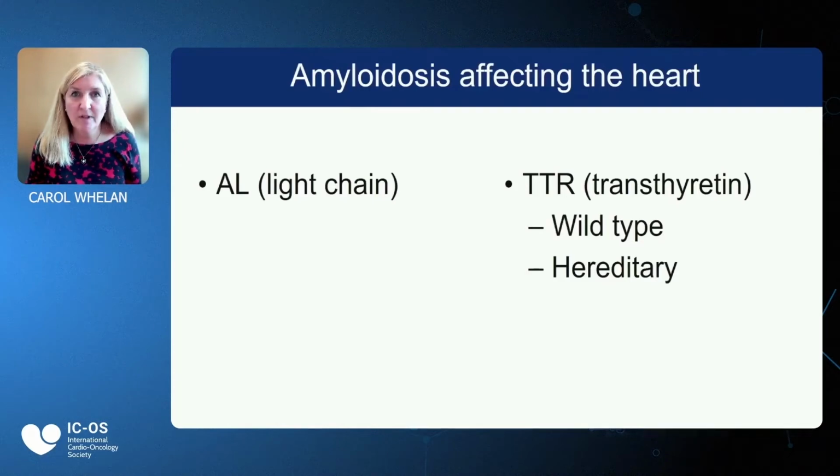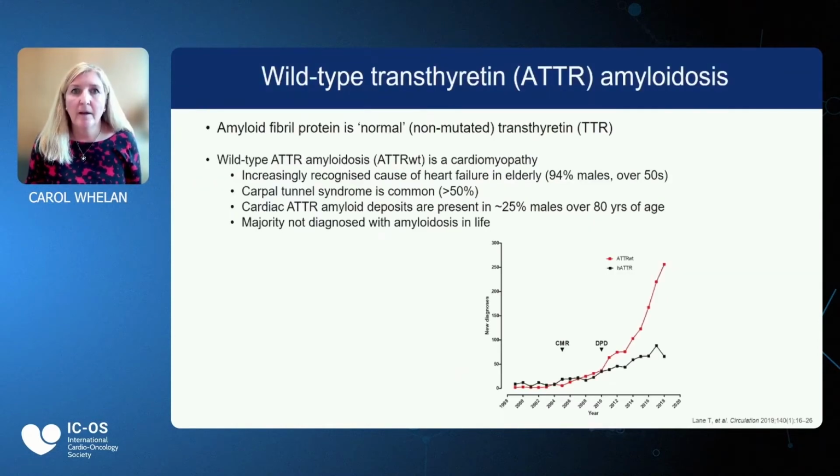The types of amyloidosis affecting the heart are AL, or light chain, and TTR, transthyretin, which can be wild type or acquired, or hereditary. Wild-type transthyretin is increasingly being recognised as a cause of HFpEF, or heart failure with preserved ejection fraction. The number of patients that we have been diagnosing at the NAC has grown considerably over the last 20 years, particularly with the advent of new imaging modalities such as CMR and DPD, which you'll hear more about.